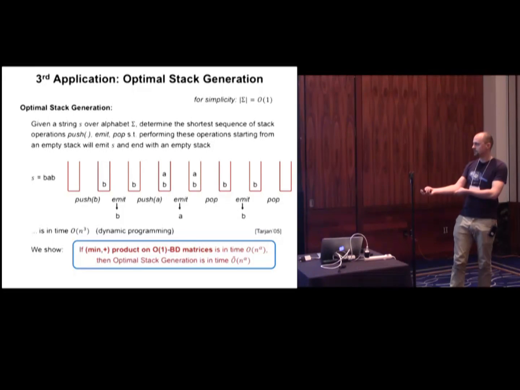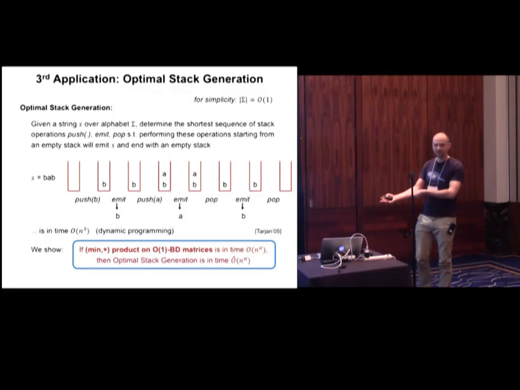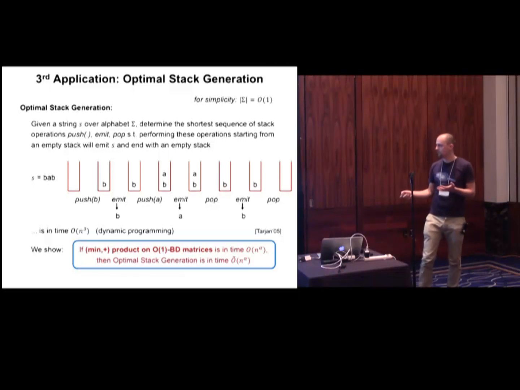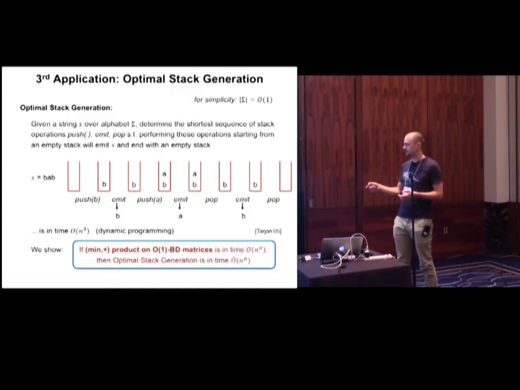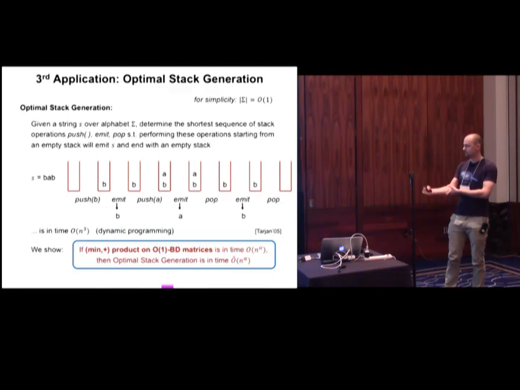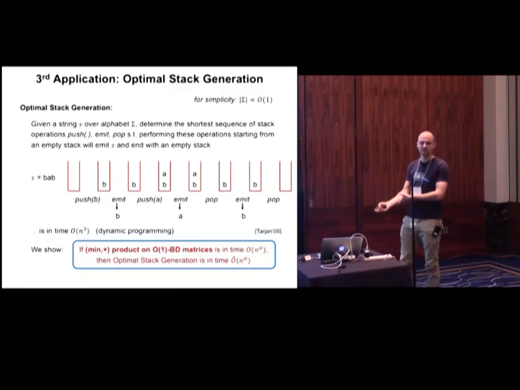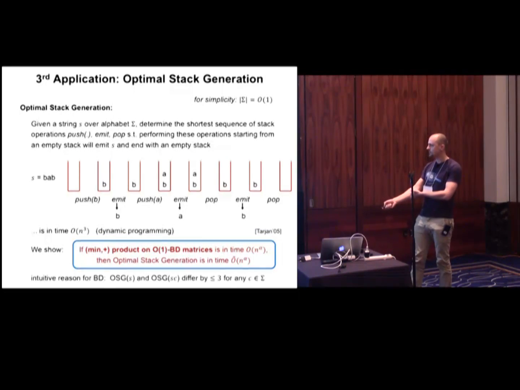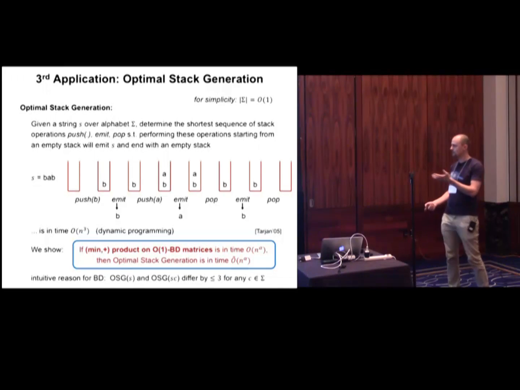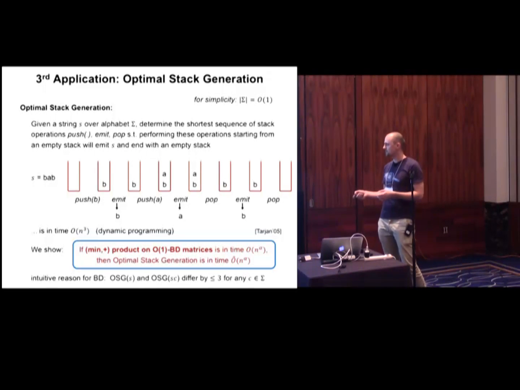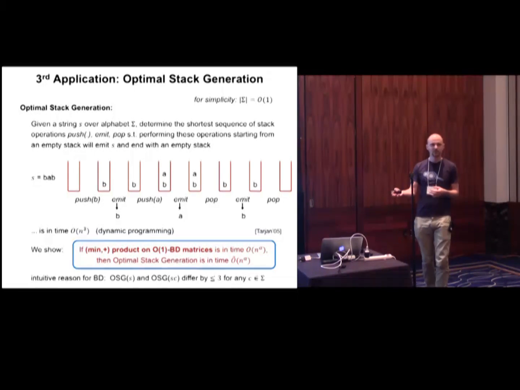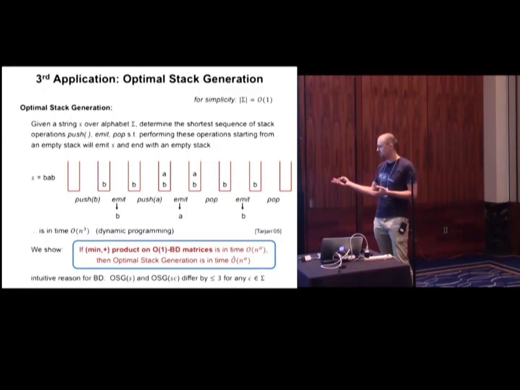And we actually give the first truly subcubic algorithm for this, because as before, we show this connection that if min plus product on matrices with constant bounded differences can be solved in time n to the alpha, then also optimal stack generation takes roughly the same time. And so here again, what is the intuitive reason why there should be something with bounded differences? Well, if you consider the strings s and s appended by a symbol c, then their cost differs by at most 3 in this case.